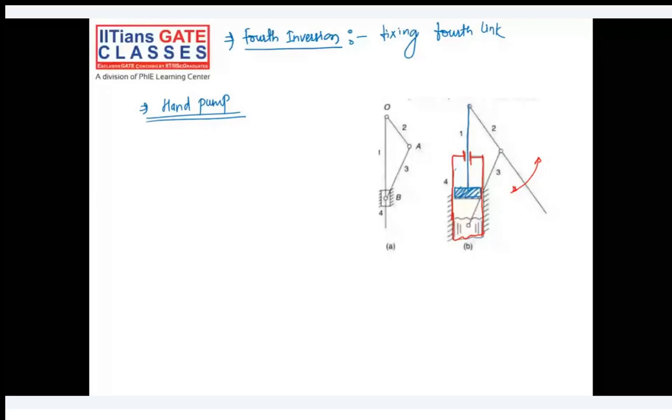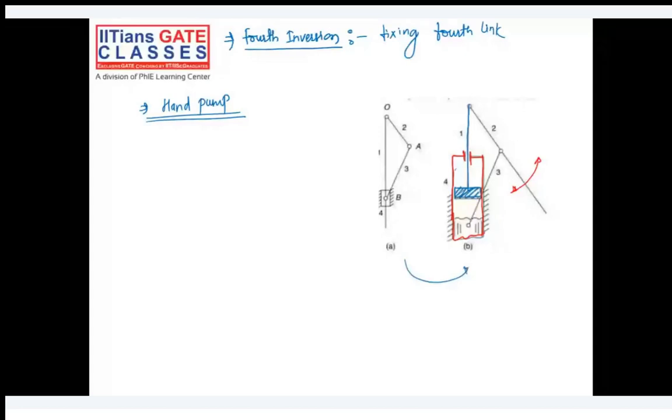In a single slider crank chain, we have just replaced one link of the 4-bar chain with a slider. In order to make a double slider crank chain, we have to take a 4-bar chain and replace two turning pairs with two sliding pairs. Then only can we possibly make a double slider crank chain.